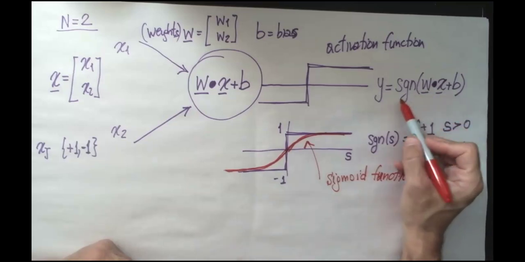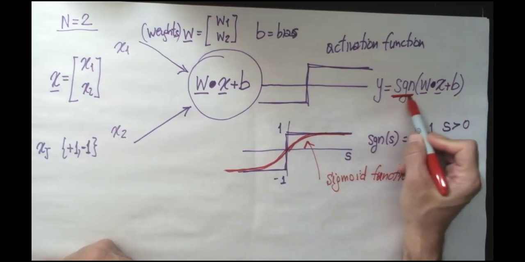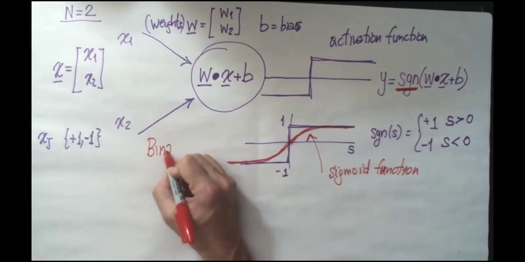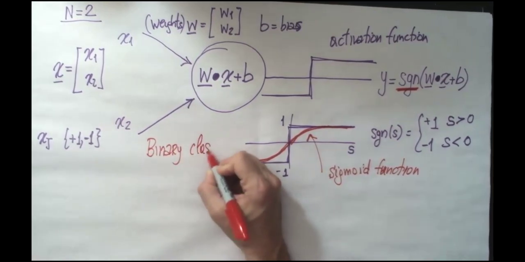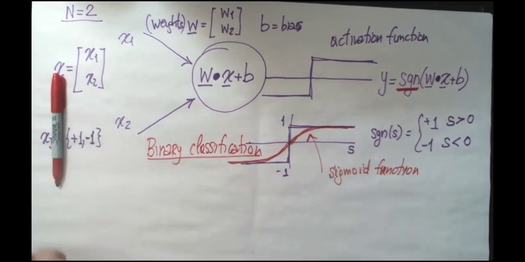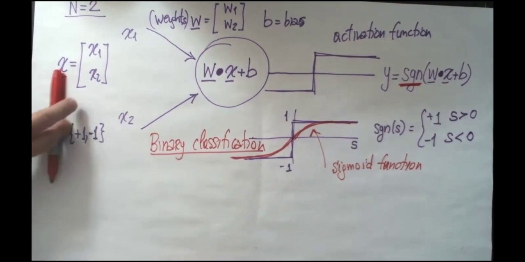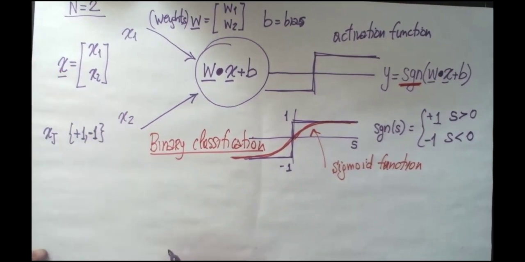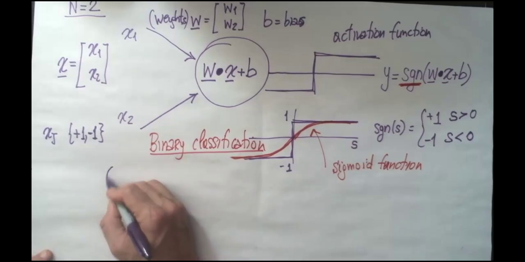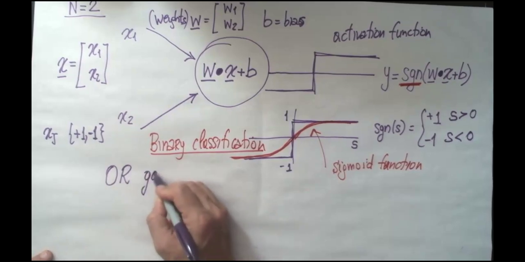But we're gonna focus just on, we're gonna use the sign function. And so the linear perceptron is basically a first model which allows us to do binary classifications. And we're gonna use it to model a Boolean gate. In particular, we're gonna focus on doing the OR gate.